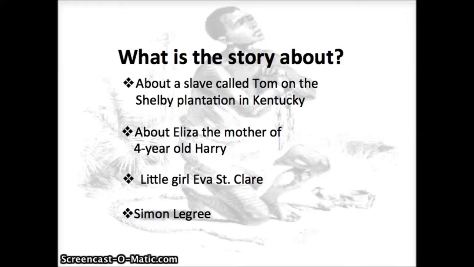Tom, on the way to the auction, saves a little girl, Eva Sinclair, from drowning, and as a reward is bought by the Sinclairs. He is treated fairly well, but they also have to sell Tom to settle debts, and Tom is bought by a cruel man named Simon Legree, who beats his slaves.